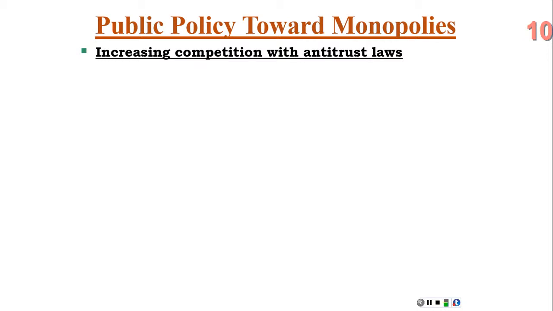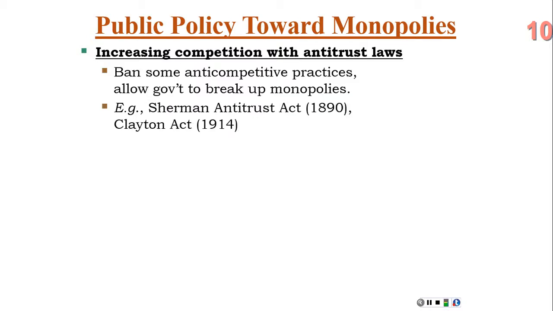Well, the government can try to increase competition with antitrust laws. There were some laws passed specifically back at the turn of the 20th century, right around that time: the Sherman Antitrust Act of 1890 and the Clayton Act of 1914. These acts are still in use today and litigated to try to keep markets more competitive.